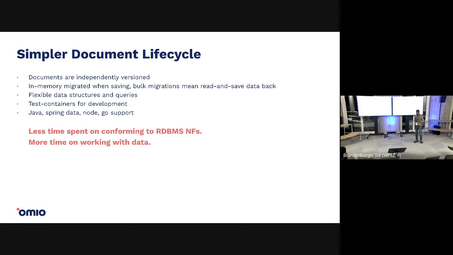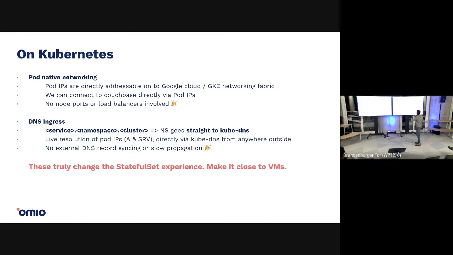Normally, if you use pod IPs directly, this is considered a Kubernetes anti-pattern. And I think you have good reason to follow this approach. Could you please elaborate a little bit on this? Pod native networking and pod IPs.